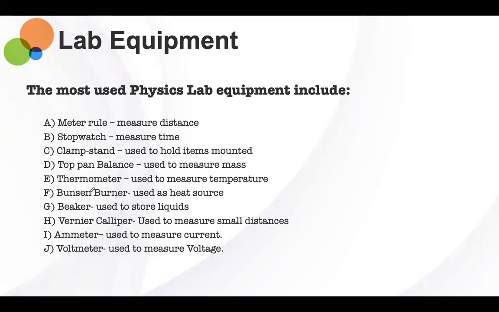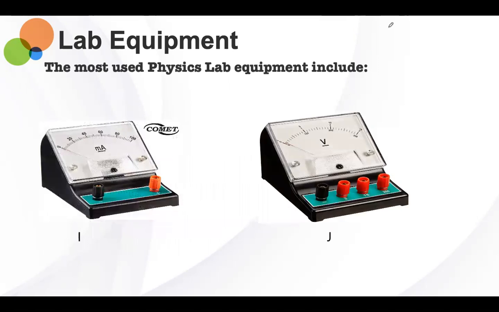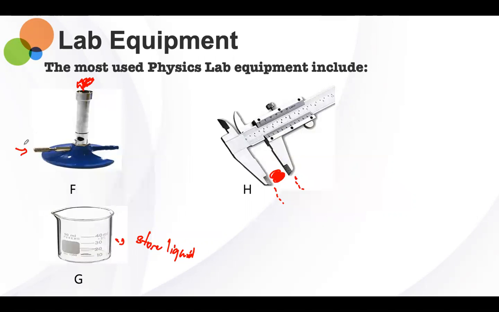The Bunsen burner is used as a heat source, right? The same one that we saw, where it has a little outlet there. We have gas going into the outlet, and then we have fire coming out at the top, right? As we said, we have gas going into here. This is called a Bunsen burner.